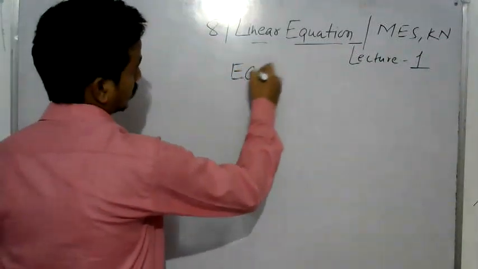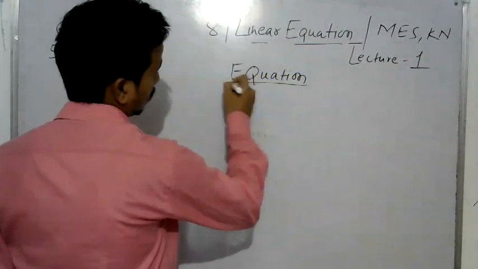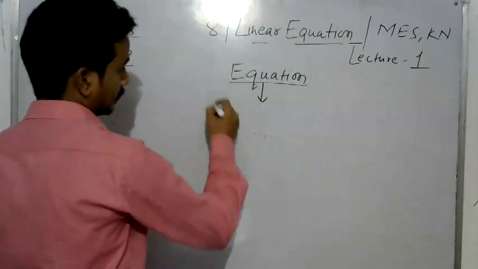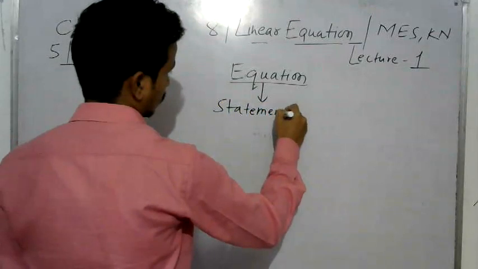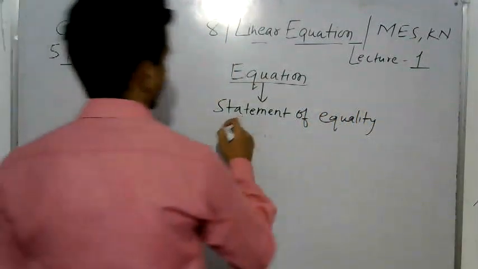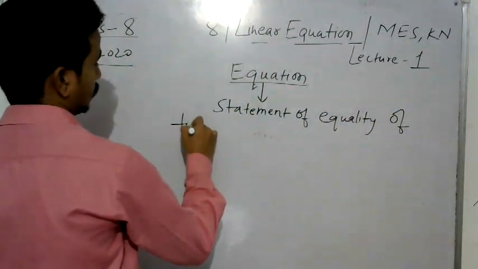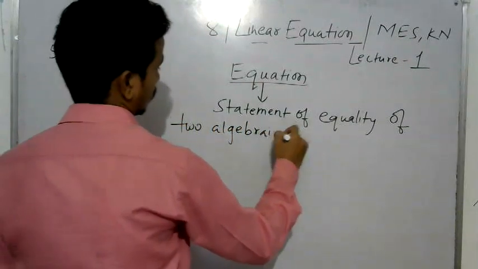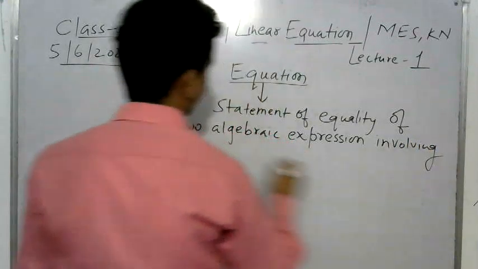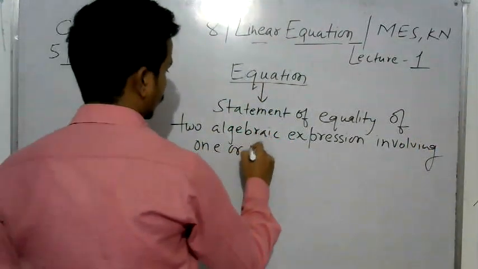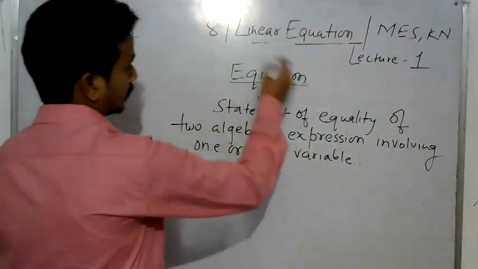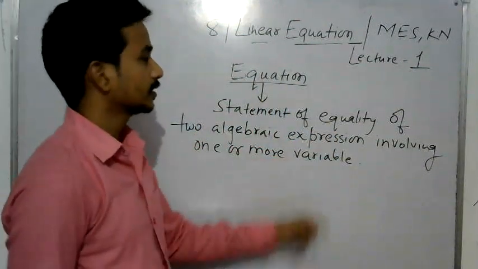The first term is, what is an equation? So an equation is a statement of equality of two algebraic expressions involving one or more variables. Okay. So this is what an equation is: a statement of equality of two algebraic expressions involving one or more variables.